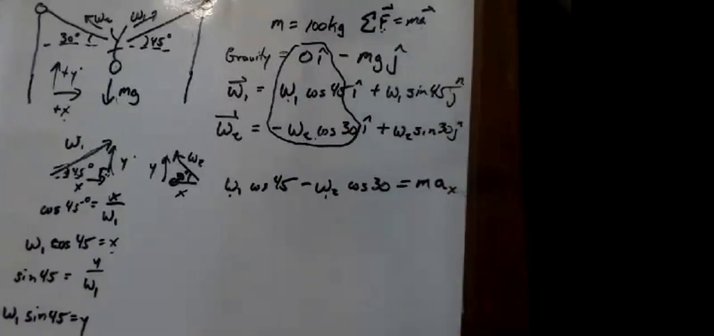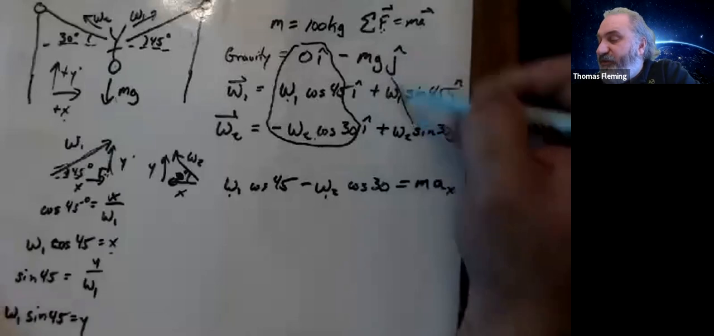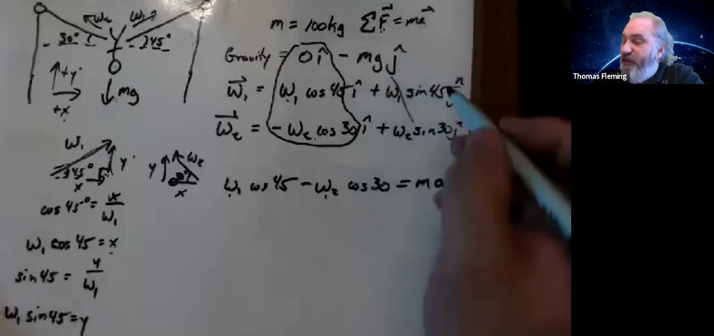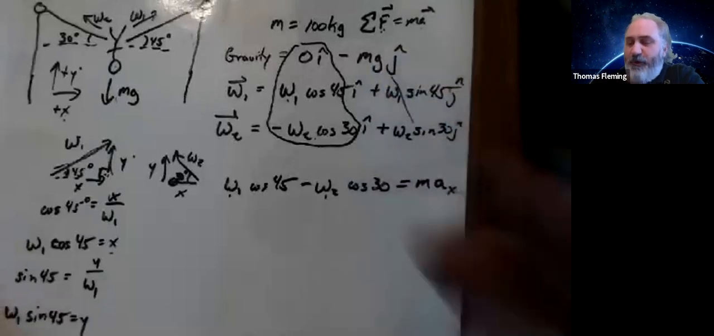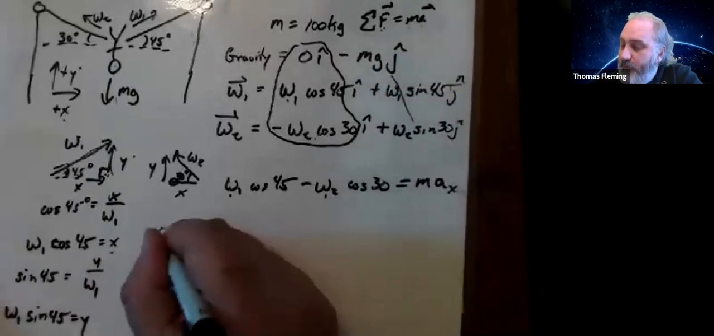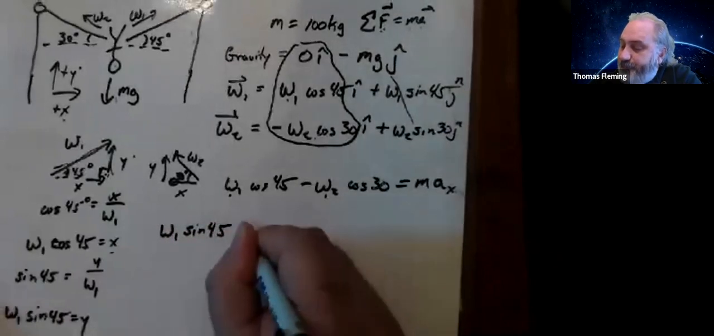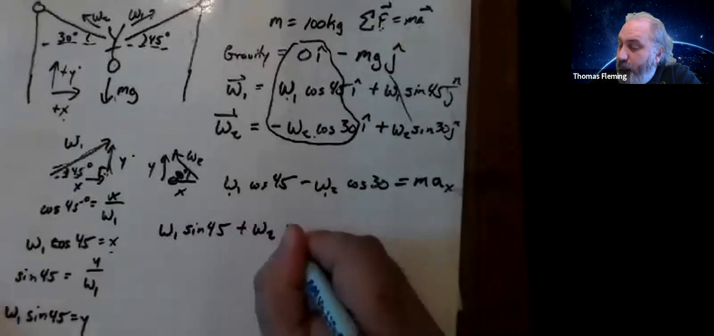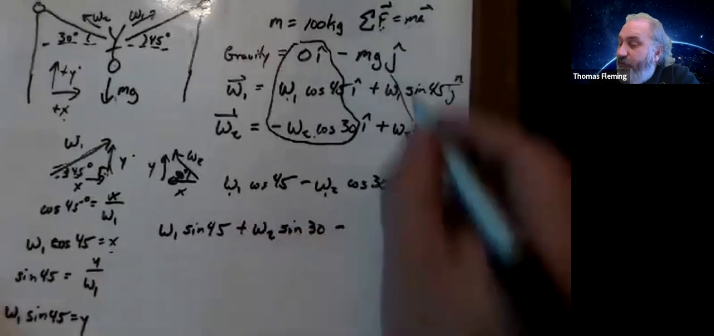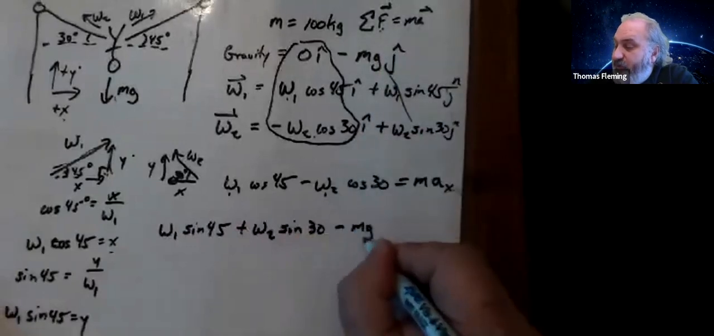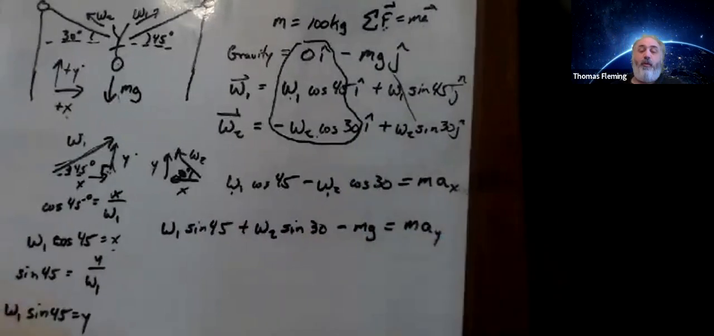Okay, got it. Yeah. Now, in the y direction, we'll do the same deal, except now I'm going to use all these guys. So I have this plus this. I'm going to write the positive ones first so I can do the negative one last. It looks prettier. So I'll have W1 times the sine of 45 plus W2 times the sine of 30 minus the force of gravity, mg. That's going to equal m times the acceleration in the y direction.